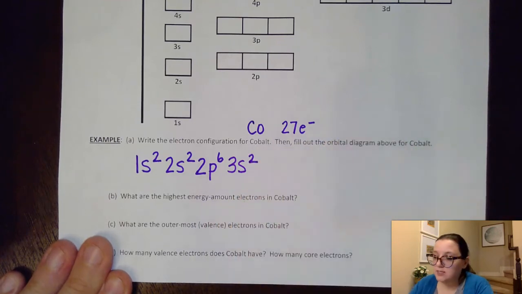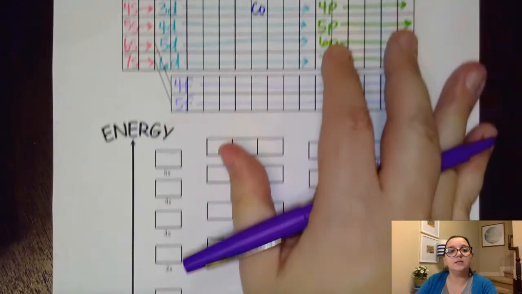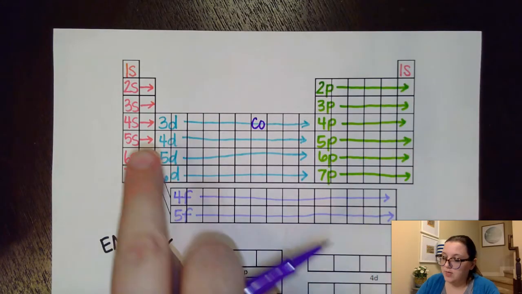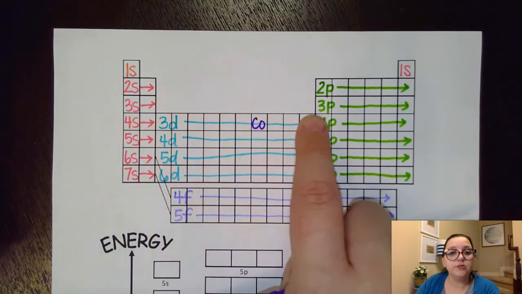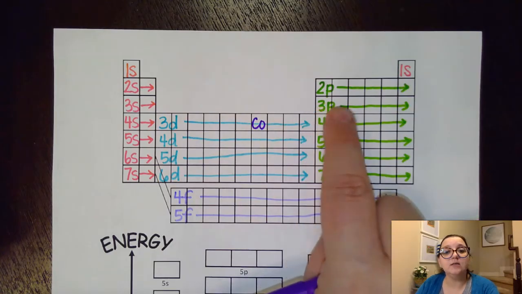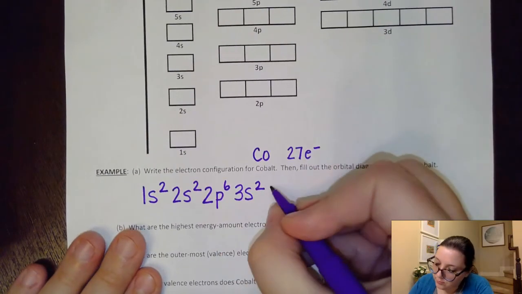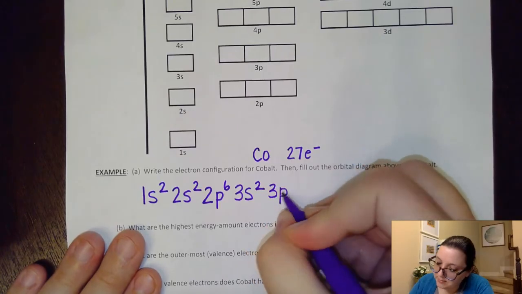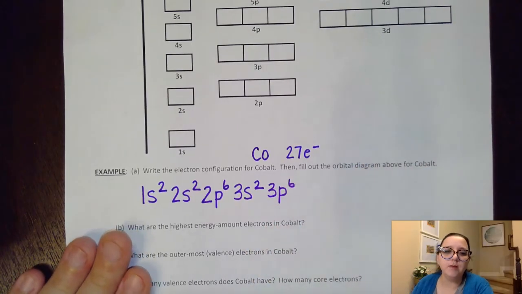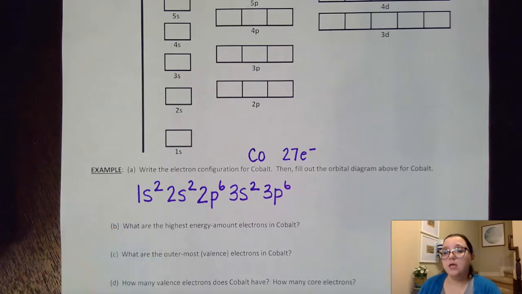And then I'm going to continue on, again, reading this like a paragraph. So after 3s, I come across here to 3p, and again, this is going to be 6 across. Now 3p, 6. Now, I know a lot of you remember that the third energy level can hold a grand total of 18 electrons, but our filling order does something a little bit weird here.